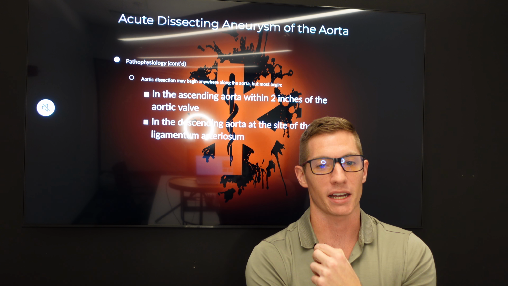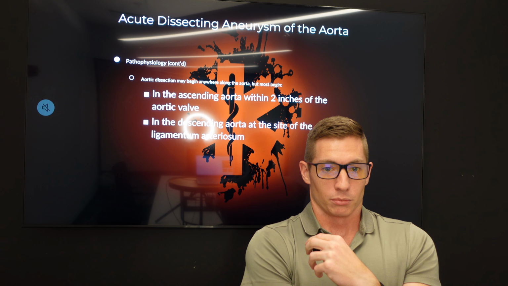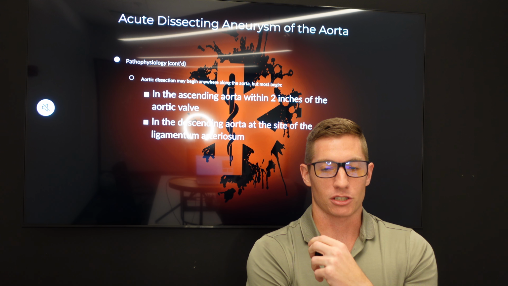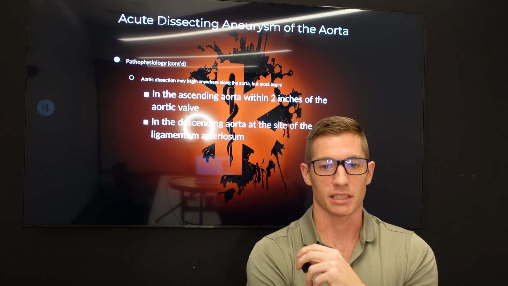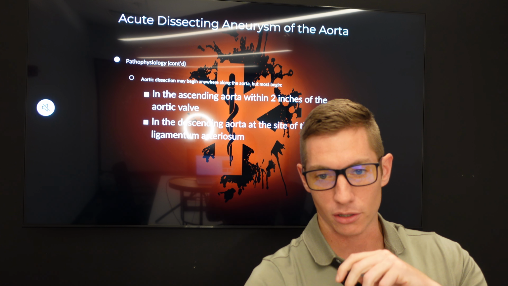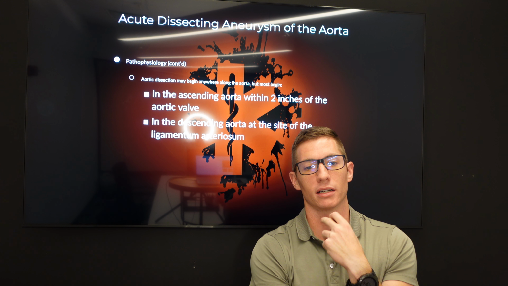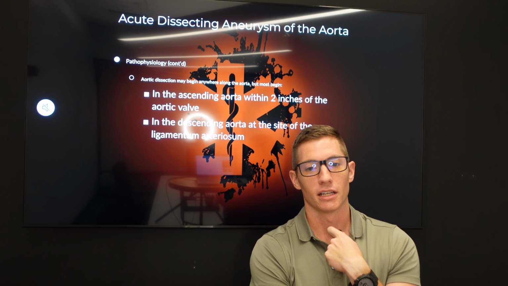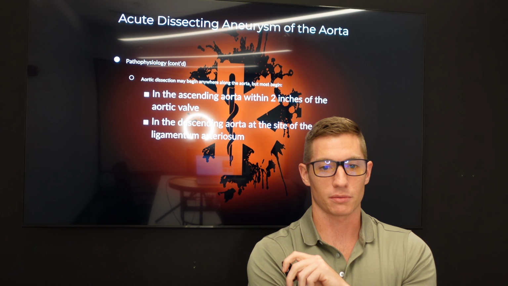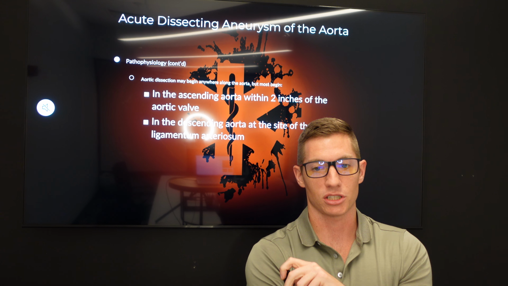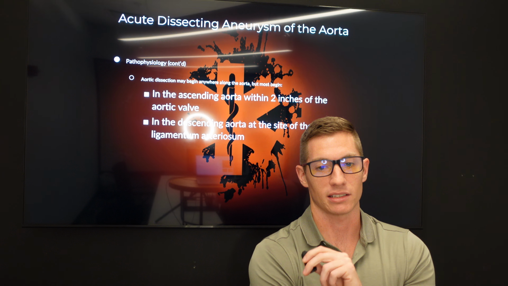If the dissection goes back to the aortic valve, it may not be able to close. Blood will regurgitate into the left ventricle during systole. If the dissection involves the takeoff point of the innominate, left common carotid, or left subclavian artery, the blood flow through the affected arteries will be diminished. Most begin in the ascending aorta within 2 inches, 5 centimeters, of the aortic valve, and in the descending thoracic aorta at the site of the ligaments.